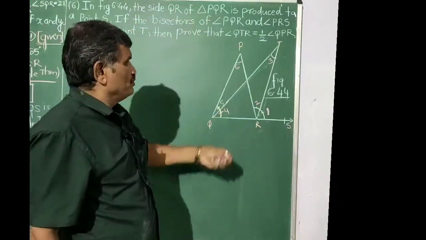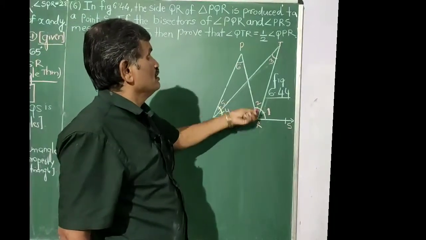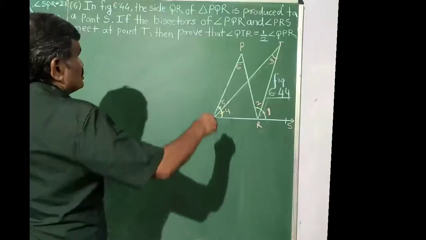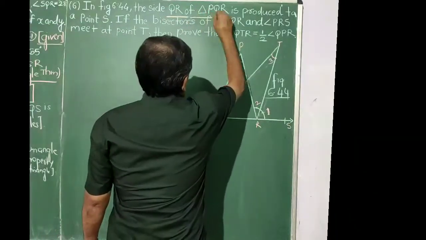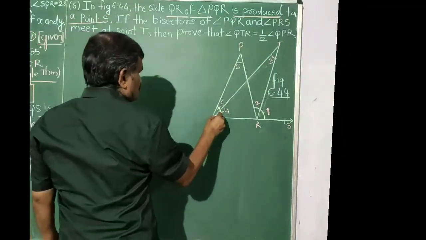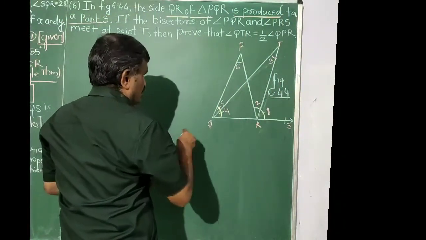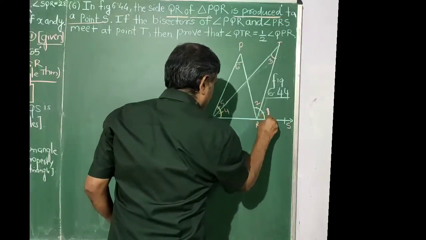QR of triangle PQR is produced to point S. See, this is the point that you should note. QR is produced to point S. See, this is the side QR. This is the side QR. It is produced to S.